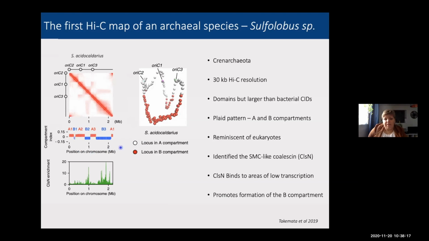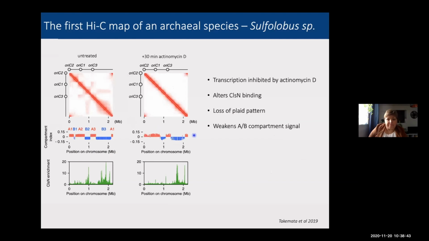They also found an SMC-like protein. As I said, they didn't have an SMC, but they found this coalescin, or ClsN. When they performed ChIP-seq along the genome, they found that ClsN typically bound to the B compartment, the transcriptionally inactive compartments. This is a Shrek representation of the Hi-C map. It was responsible for coalescing these B compartments together and was in control of this organization of the cell, so it promotes the B compartments.